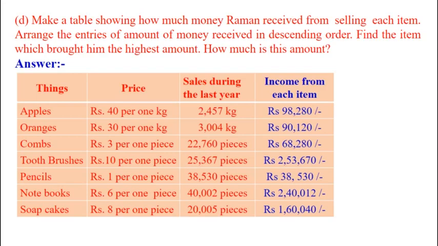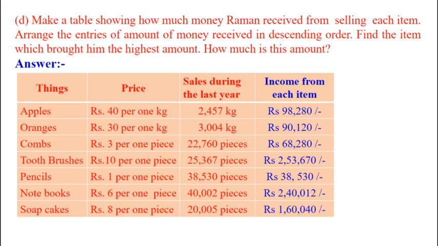Then income from pencils, that is rupees 1 into 38,530, that is equal to 38,530 rupees. Then income from notebooks, that is equal to rupees 6 per one piece multiplied with 40,002, that is equal to rupees 2,40,012. Then income from soap cakes, that is rupees 8 into 20,005, that is equal to rupees 1,60,040. So these are the income from each item.